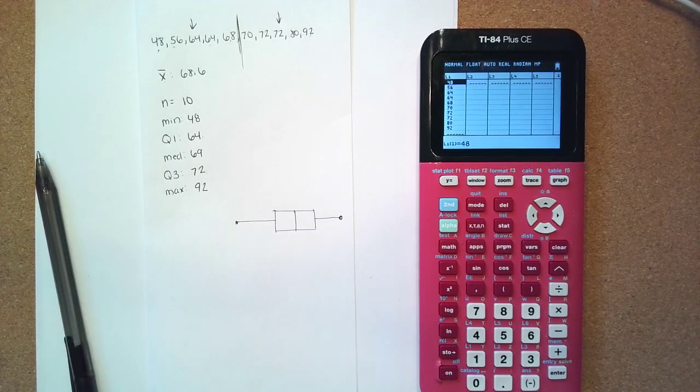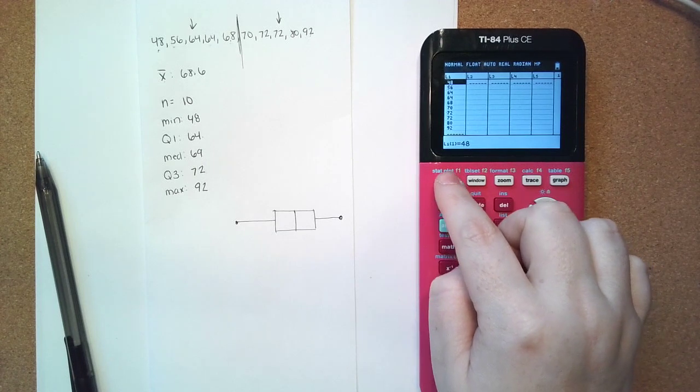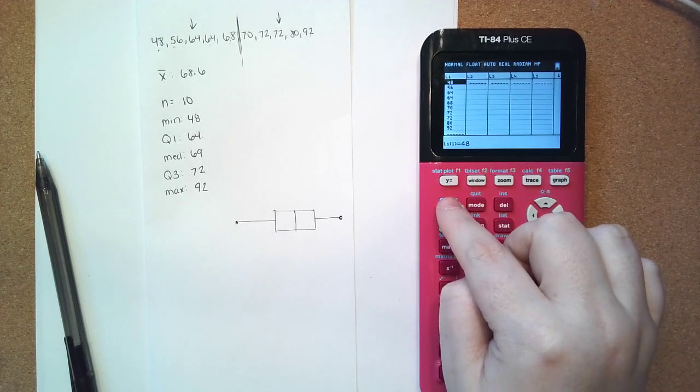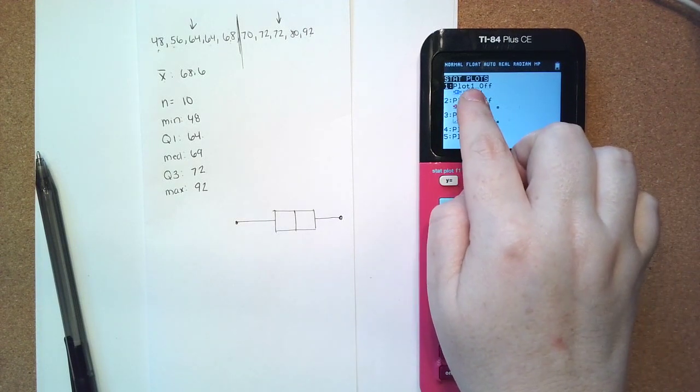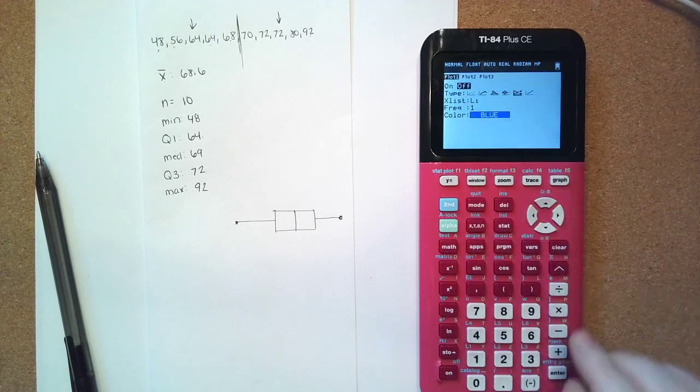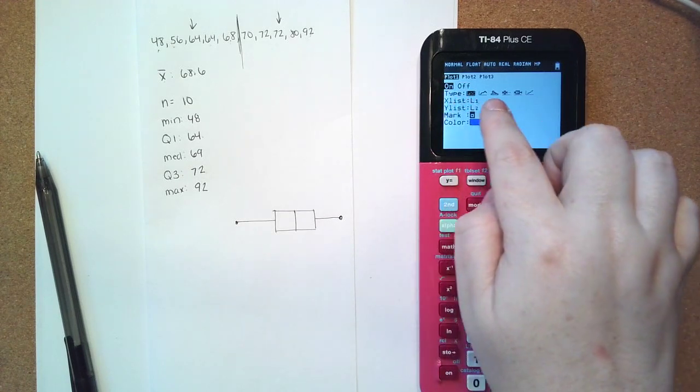In order for me to graph this, I want to go to my stat plot because I need to see how I want to graph it. So I'm going to go to second, y equals, and I want to turn on my plot 1. I'm going to press enter on plot 1 and turn it on. Now I want it to have a box and whisker plot.